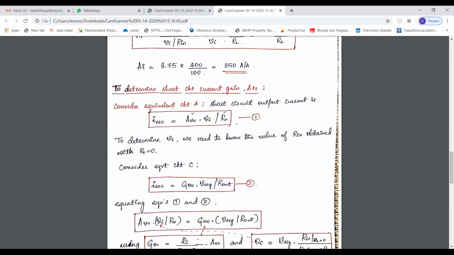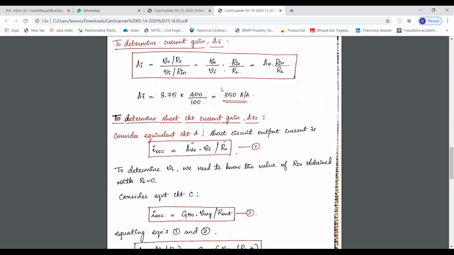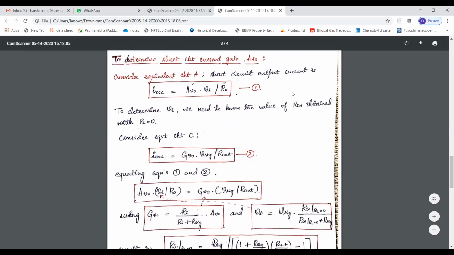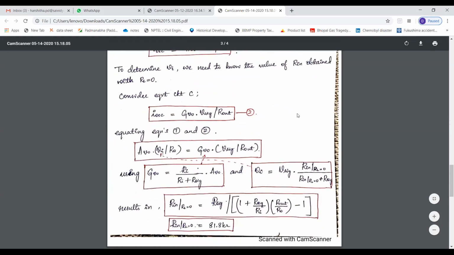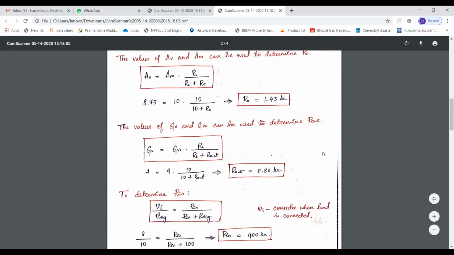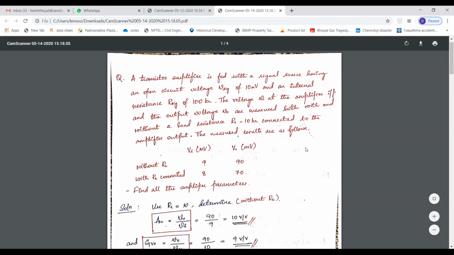In order to determine current gain Ai, the same step is followed as we follow for output voltage gain, which is equal to output voltage by input voltage. Same, current gain is also output current by input current. And next, the last thing is we'll have to determine the short circuit current gain, and this is it about this problem. Let us go through how we have solved this.